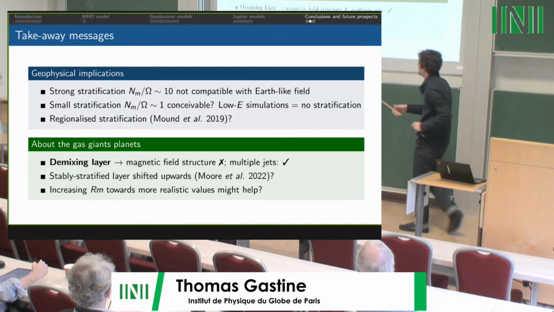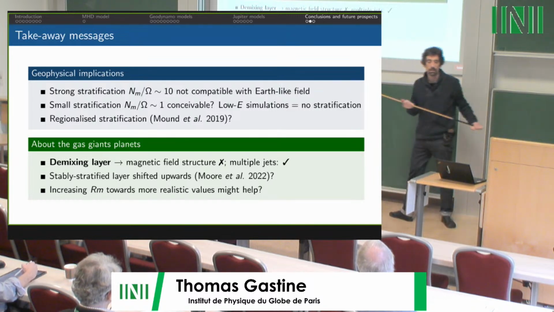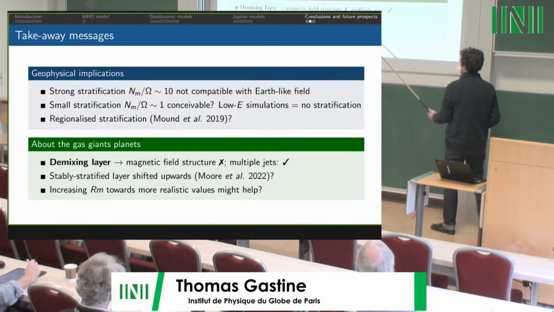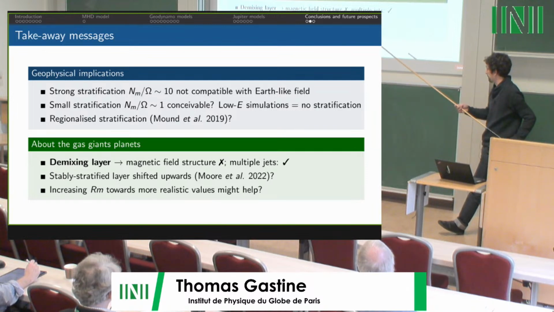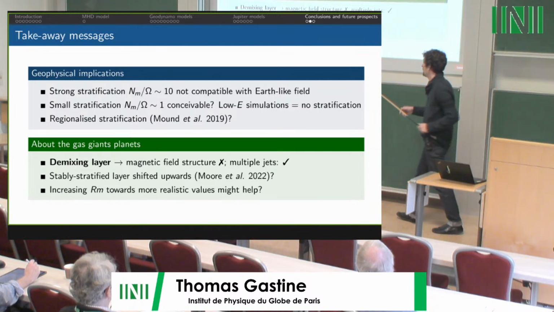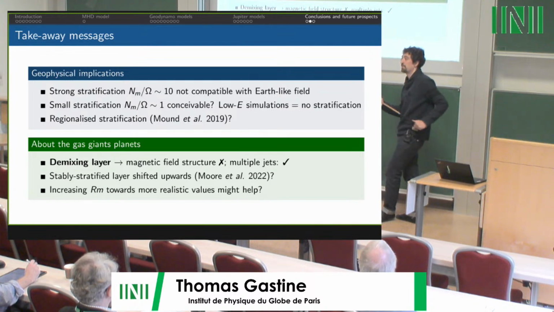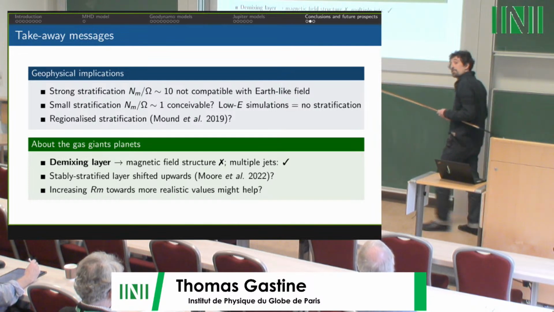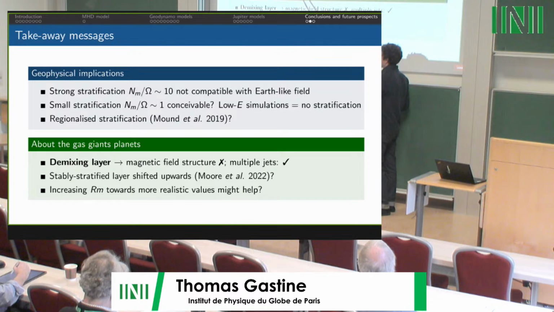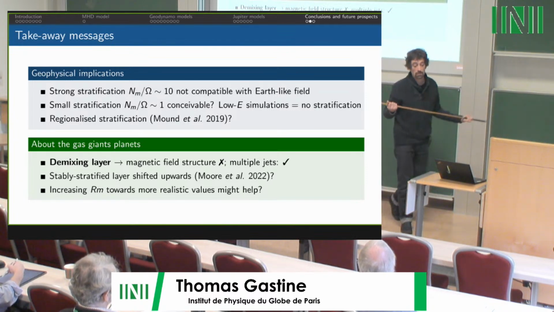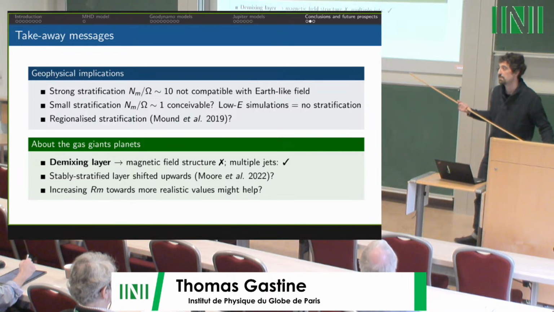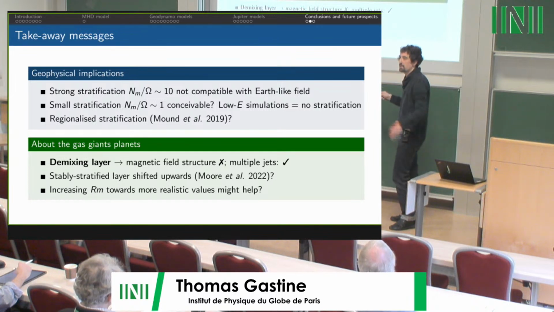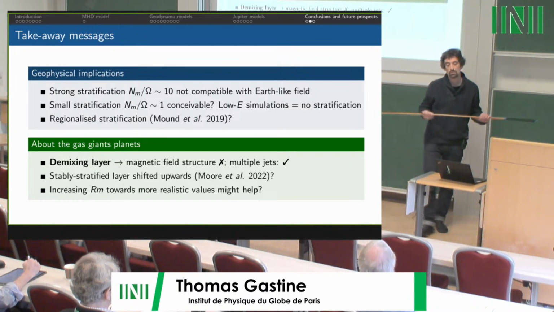About the gas giant planets, I just showed you that if you incorporate this demixing layer, so this intermediate stably stratified layer, you don't get the magnetic field structure right, but you start to produce multiple jets. So maybe some way out here would be to shift upwards the stably stratified layer, as done, for instance, by Kimi Moore and collaborators in a recent paper. Or maybe we also have to keep in mind here that in contrast to the geodynamo models, we are facing a lot of trouble with the magnetic Reynolds number. And this is in a way a bit similar to what has been discussed for the stellar models. That is, here we are bound to use Rm of 1000, while the expected value for Jupiter is more in the 10^4, 10^5 regime.